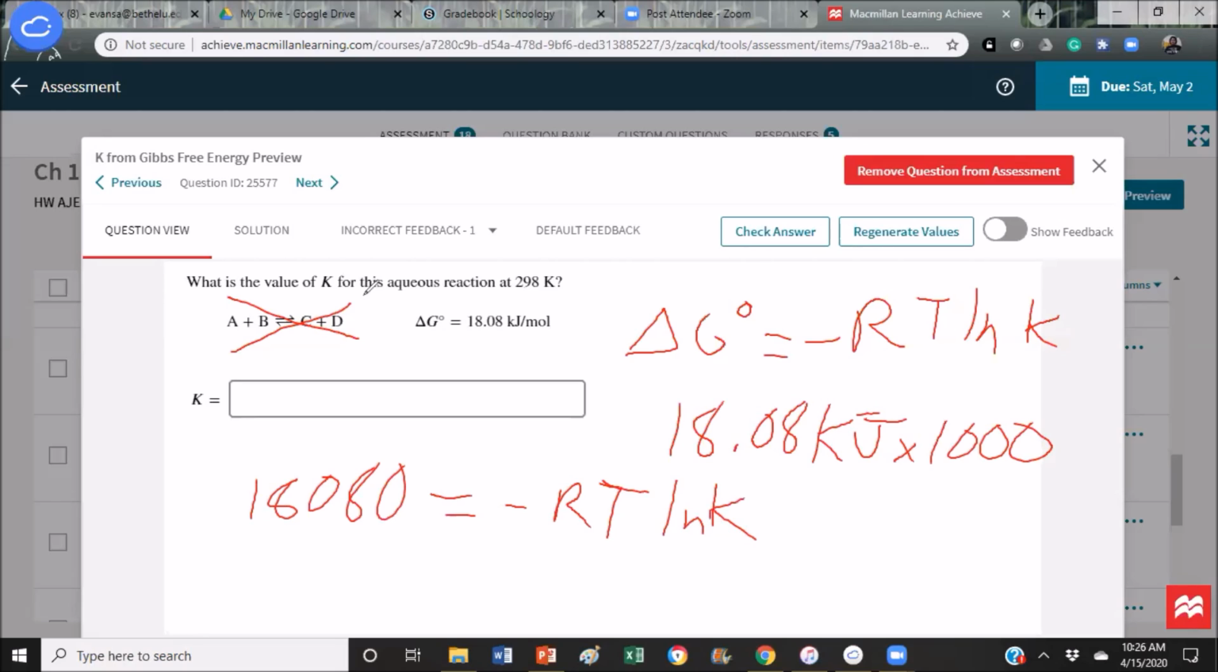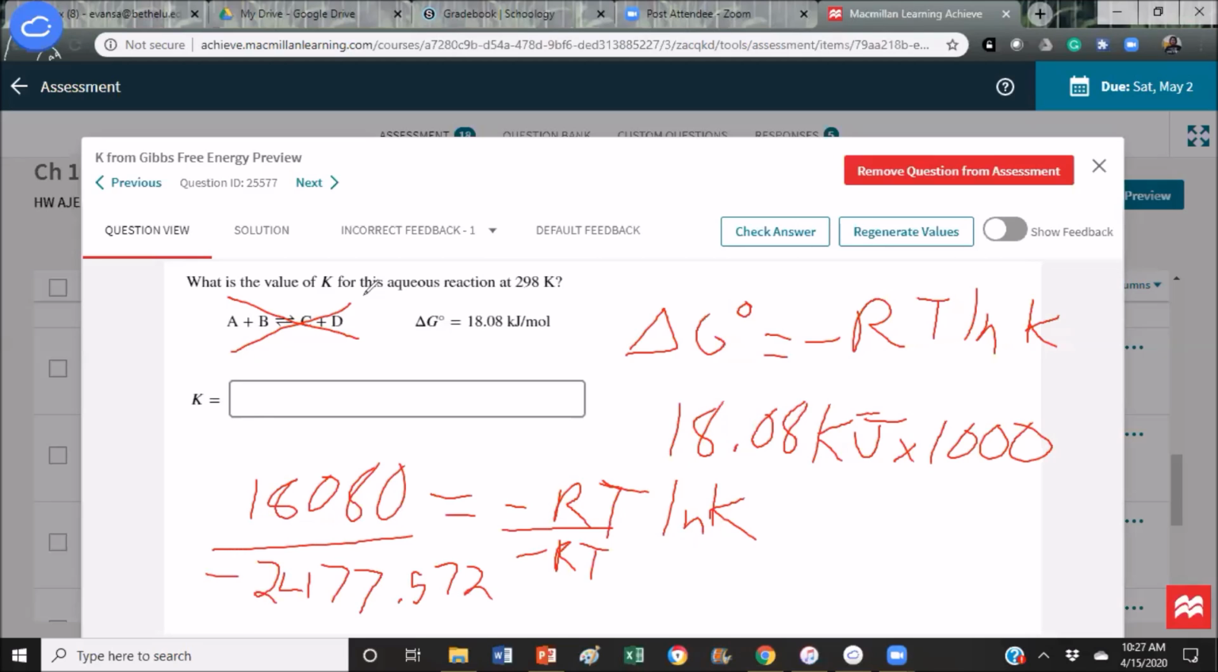Second thing I do, I divide by negative R and negative T. So dividing 1808 by R and T, so 298 and 8.314 together make up negative 2477.572. So I divide that by, what's the R? R is the ideal gas constant, negative 8.314.